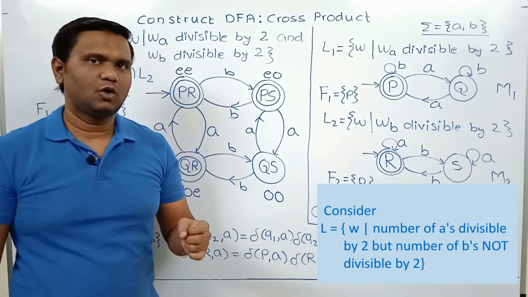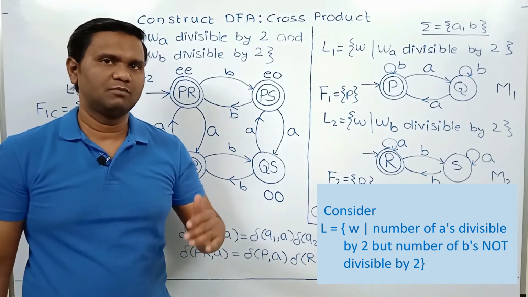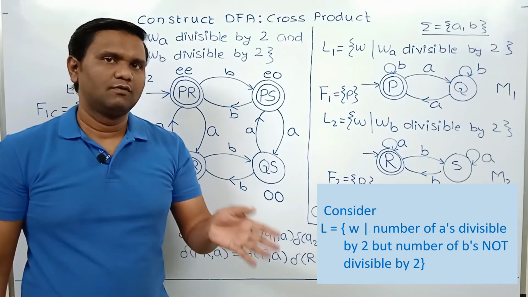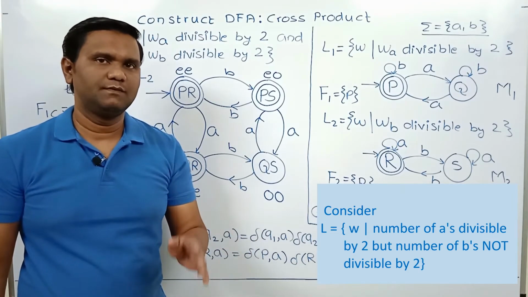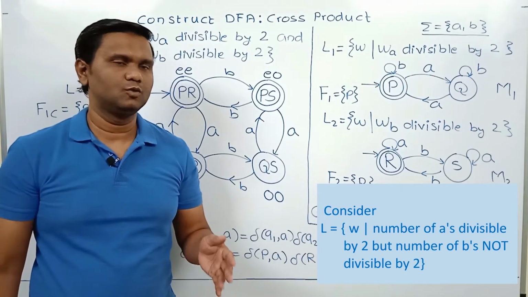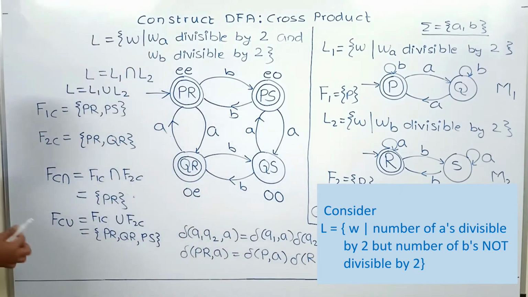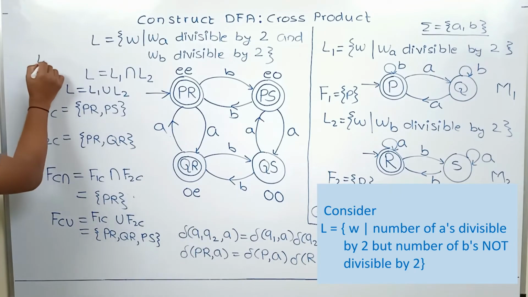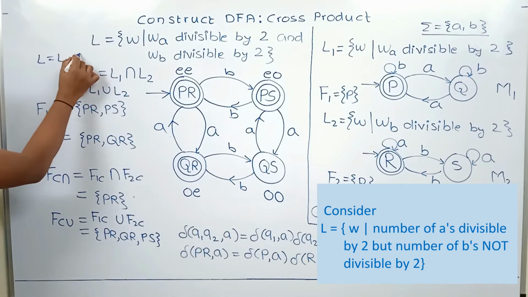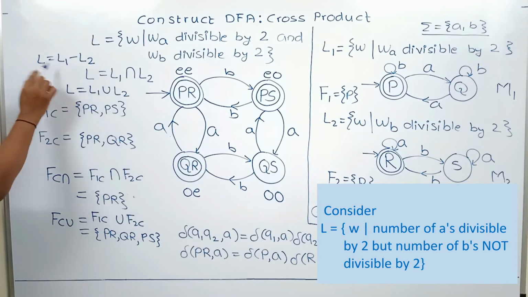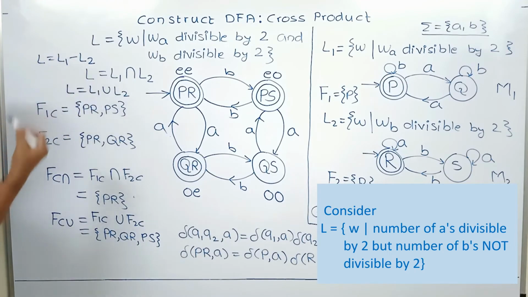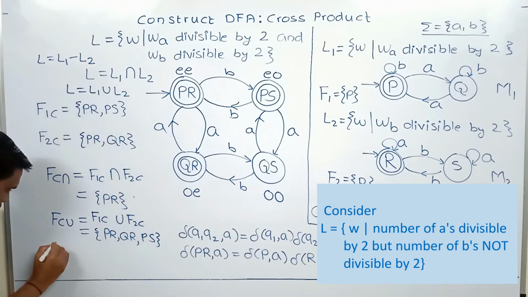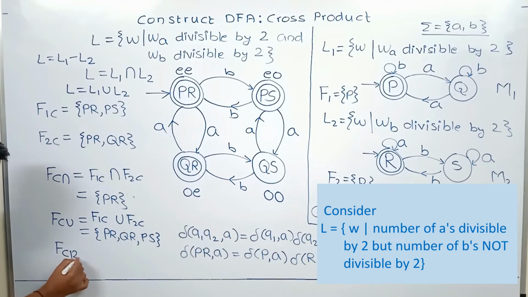First we have to consider all strings where number of A's is divisible by 2. From that, remove all strings where number of B's is divisible by 2. So right now we are considering language L equal to L1 minus L2. Number of A's divisible by 2 but number of B's not divisible by 2. So we are calculating final states in cross product for set difference L1 minus L2.